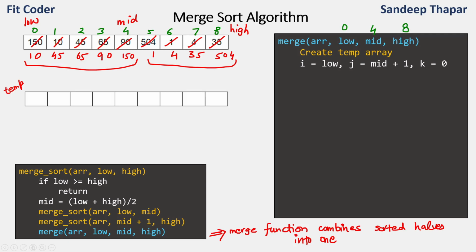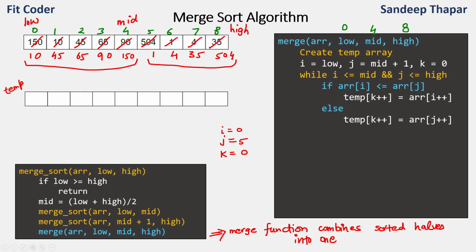We keep three indices, i, j and k. i is pointing to the low index, so i is initially at 0. j is pointing to mid plus 1, so j is at 5. And k is pointing to 0 index.